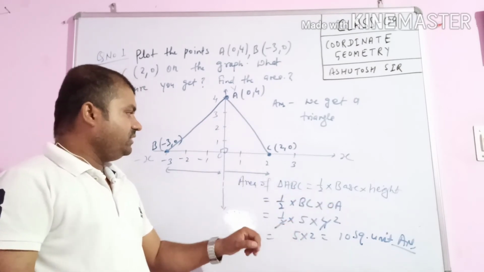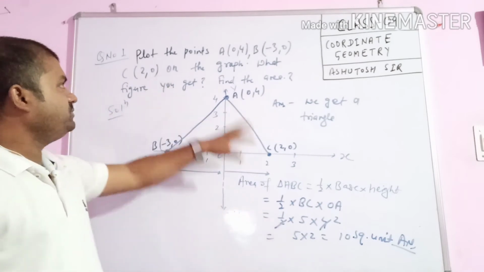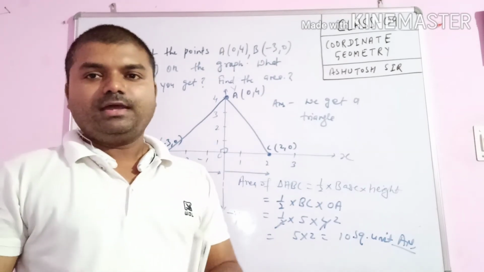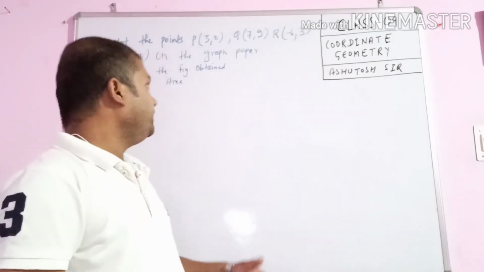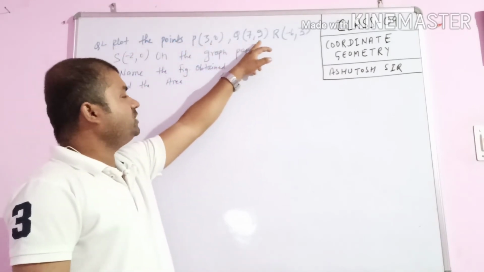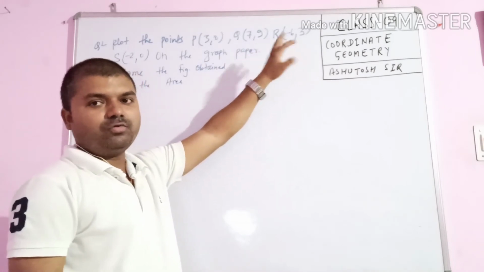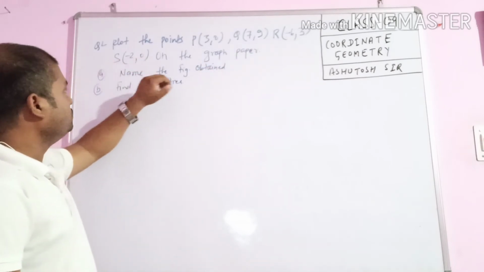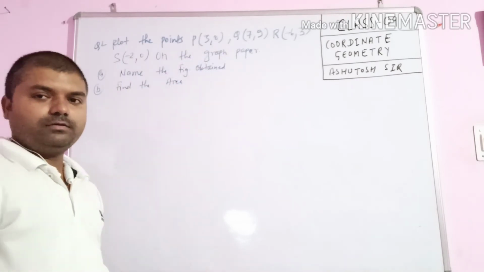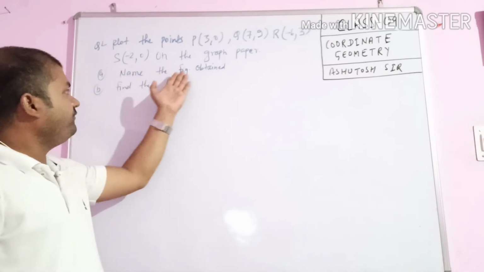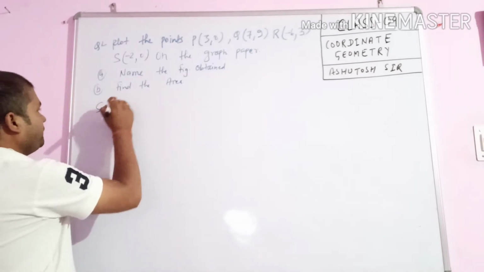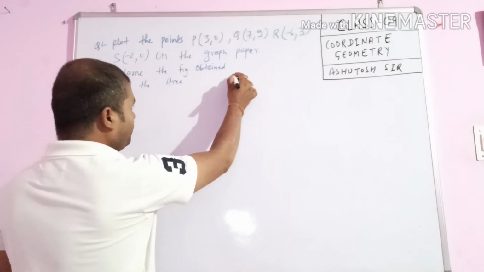Okay, let us see a different question of this type: after plotting the points, how we get the figure and how we find the area of that figure. Let us see another question. Plot the points P 3, 0 and Q 7, 9 and R minus 6, 3 and S minus 2, 0 on the graph paper. After plotting the points, obtain the figure. What figure do you get here? And then find the area. Okay.